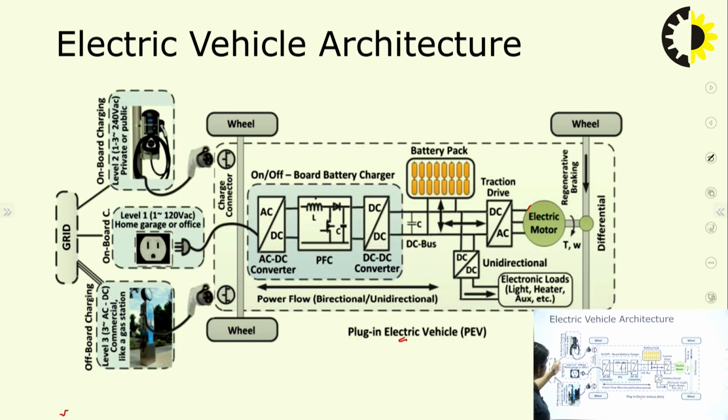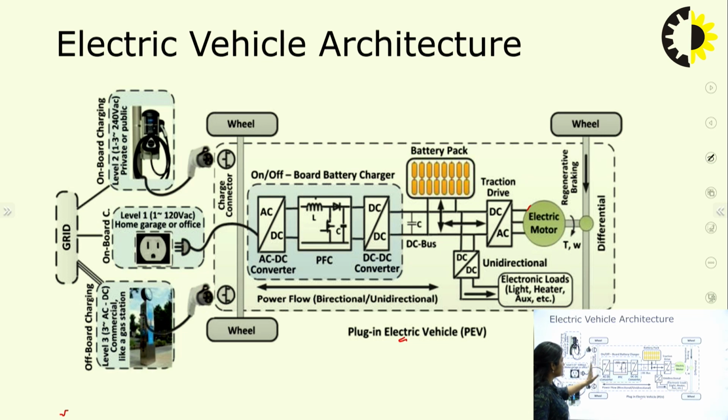And this charger gets the supply from the grid. If it is inside the vehicle, it is called the onboard charger, and if it is outside somewhere, like charging stations, those are the offboard chargers, right? Or home, garage or office. So offboard chargers are like these charging stations, and this is the onboard charger, right?